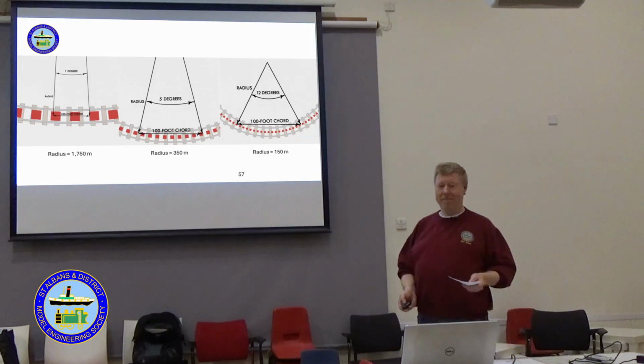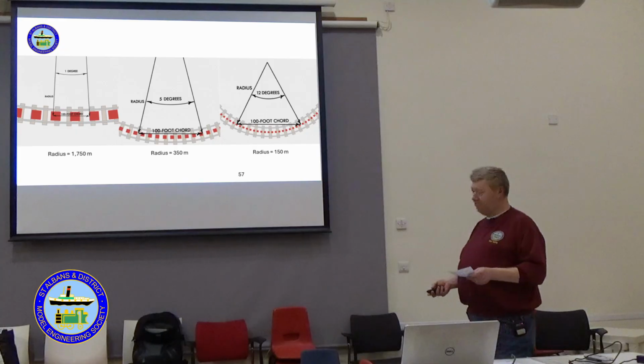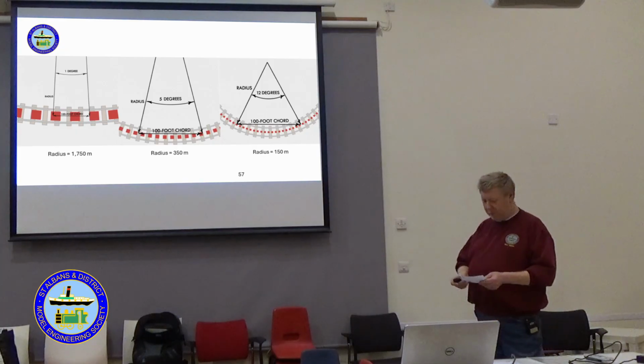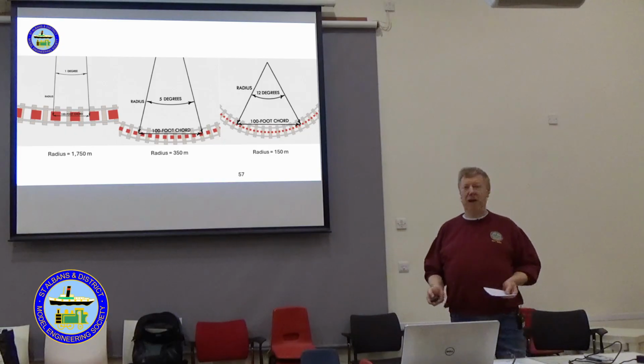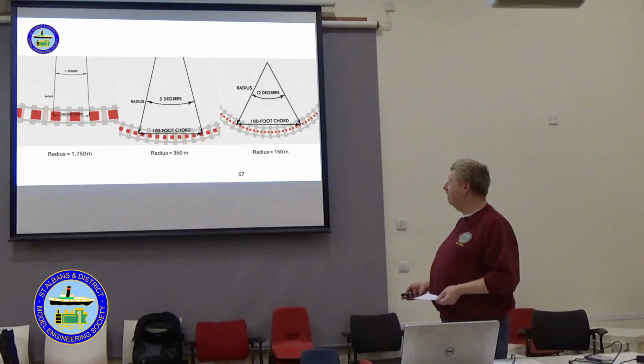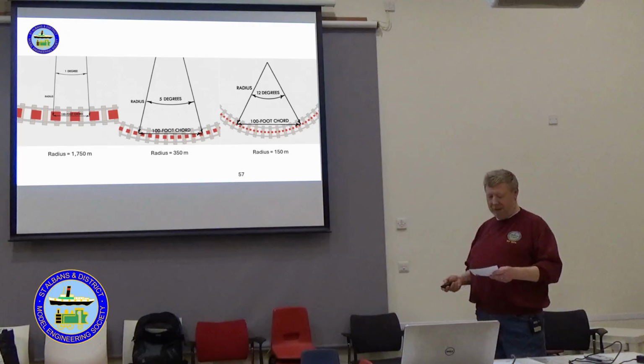That is not very steep. Go up to 5 degrees, which is pretty much the typical practical limit for fast running in this country. That's 350 metres and an absolute minimum of 150 metres.